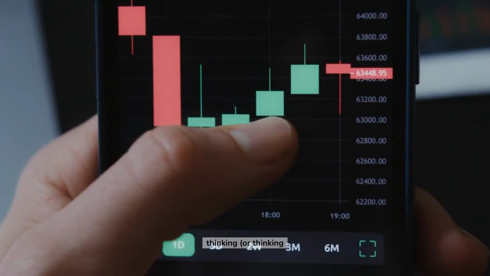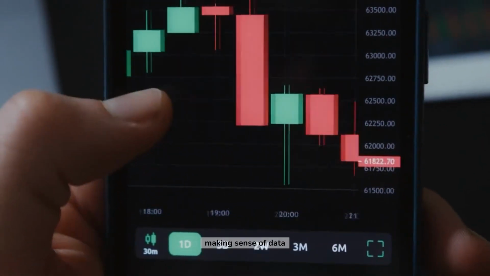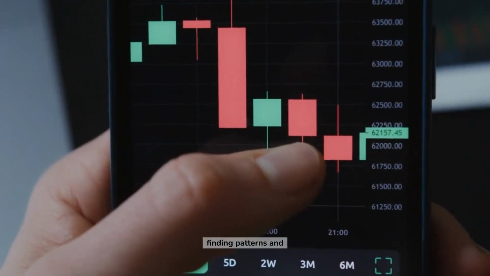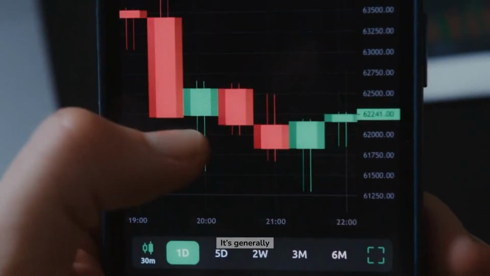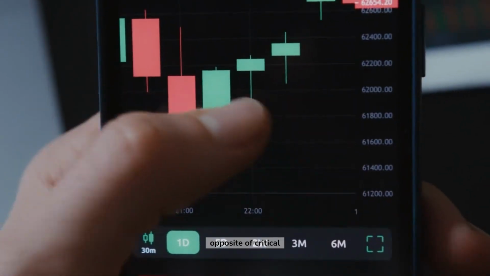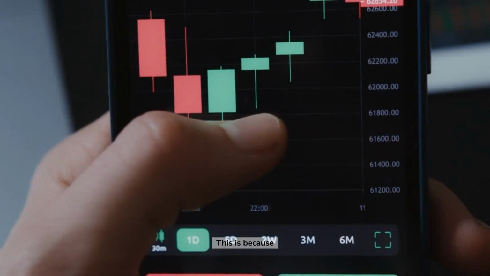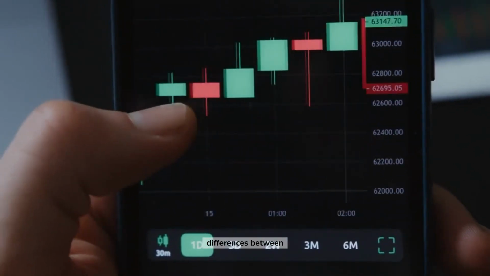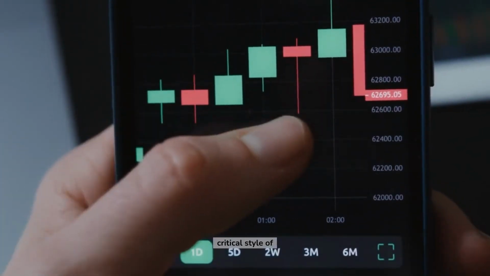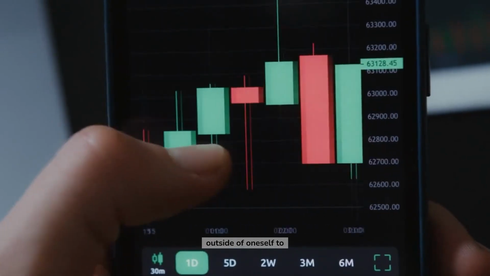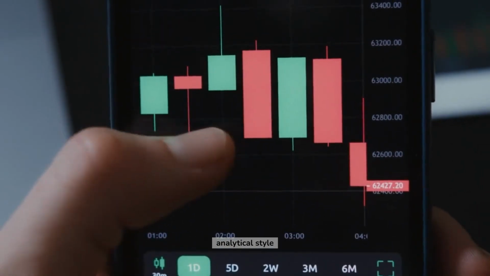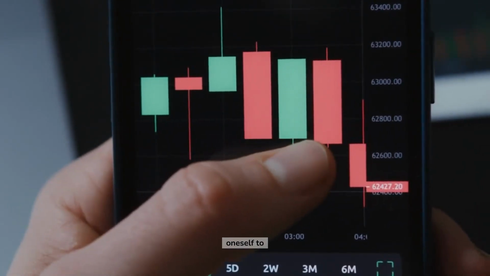What is analytical thinking? Analytical thinking, or thinking analytically, is making sense of data and information and finding patterns and rules in it. It's generally considered to be the opposite of critical thinking. This is because one of the core differences between critical and analytical thinking is that the critical style of thought looks at what's outside of oneself to assess an issue, while the analytical style focuses on oneself to analyze an issue.